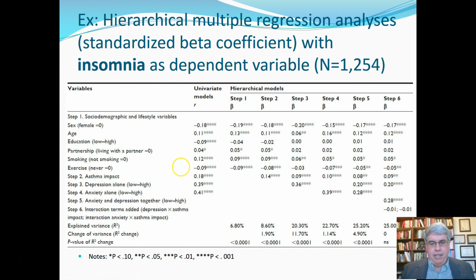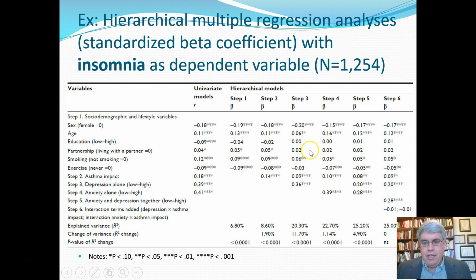So here, the demographic models are all put in here, and it explains 6.8% of the variance, and this is significant. Compared to no model at all, the p equals 0.0001. Now, in this second step, we add the variable asthma impact, and sure enough, that's significant. And the same variables stay significant like they were before. And that explains 8.6% of the variance. That's a change of variance of 1.9%. And that change is also significant. So this is a better model than that one.